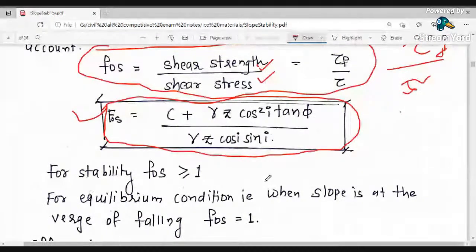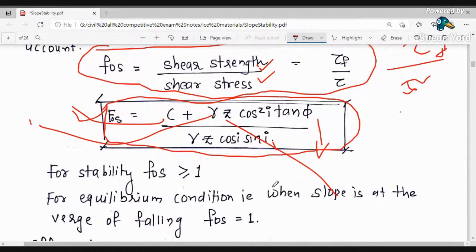Here, factor of safety is nothing but c plus gamma z cos square I tan phi, divided by gamma z cos I sin I, where I is the inclined angle, phi is the internal friction, z is the depth, gamma is the unit weight, and c is the cohesion. This is our formula. Try to remember the formula.